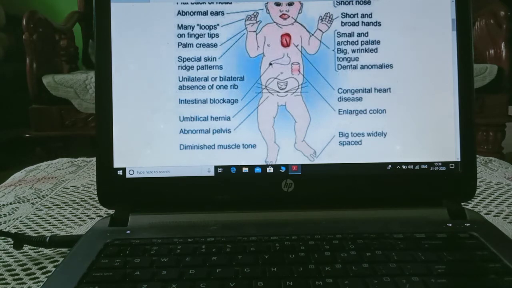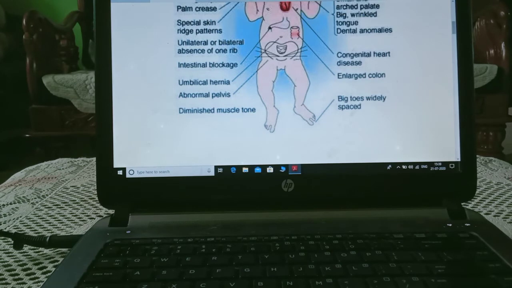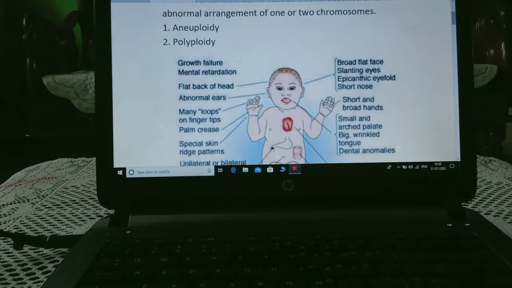dental anomalies, meaning dental arrangement is not in a proper manner, congenital heart disease, meaning this heart disease he is getting from the previous generation, enlarged colon and big toes widely spaced, there is a gap between toes and fingers. These all symptoms will be visible in these two disorders.